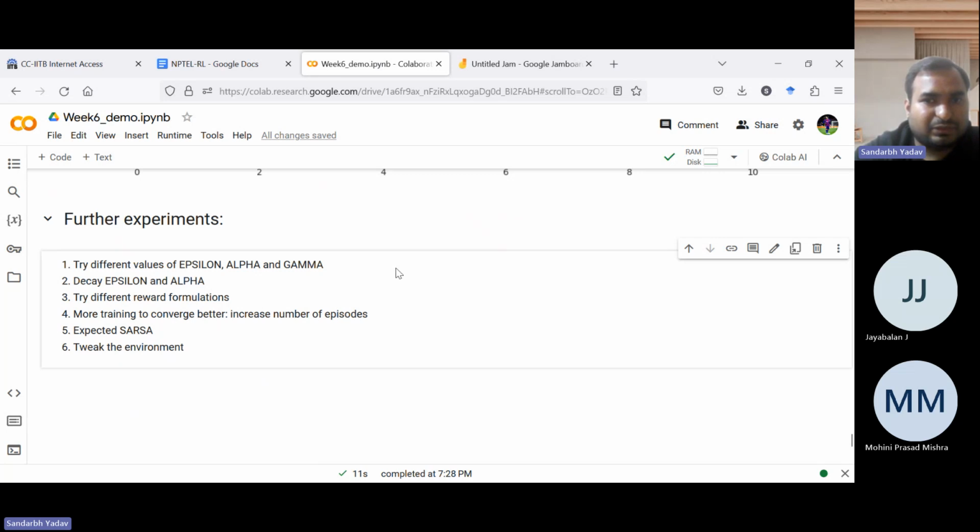You remember, the summation should tend to infinity, but the summation of squares of these values should be less than infinity, some finite value. As long as those conditions are there, then you can use the decay. You can try out that. You can try out different reward formulations also.